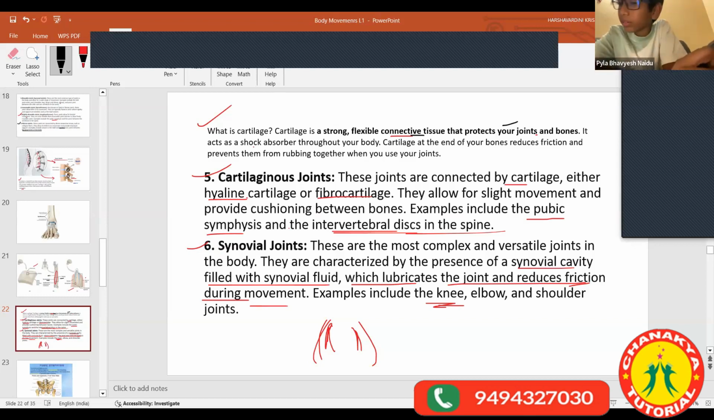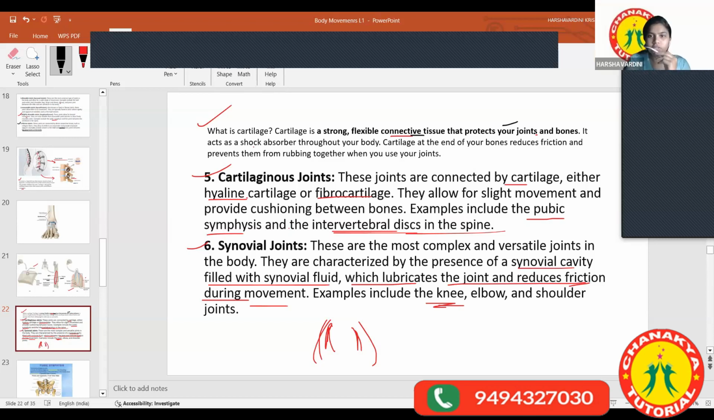No? Is it a bone? We also studied one more fluid. It's a kind of fluid that is also going to protect your joints. Synovial? Yes, synovial fluid, correct.